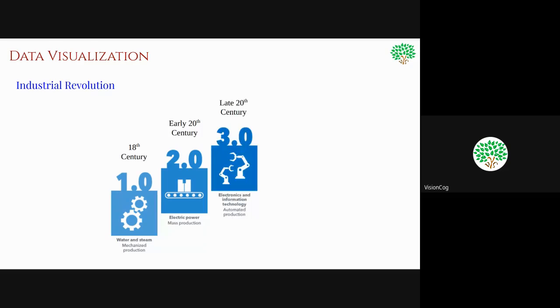In the late 20th century, we were at industry revolution 3.0, dominated by electronics and information technology. Currently, in the early 21st century, we are at Industry Revolution 4.0, which is more about automation and data exchange. This is where artificial intelligence is playing a major role. We are in the beginning of that revolution, where artificial intelligence is going to play a dominant role.